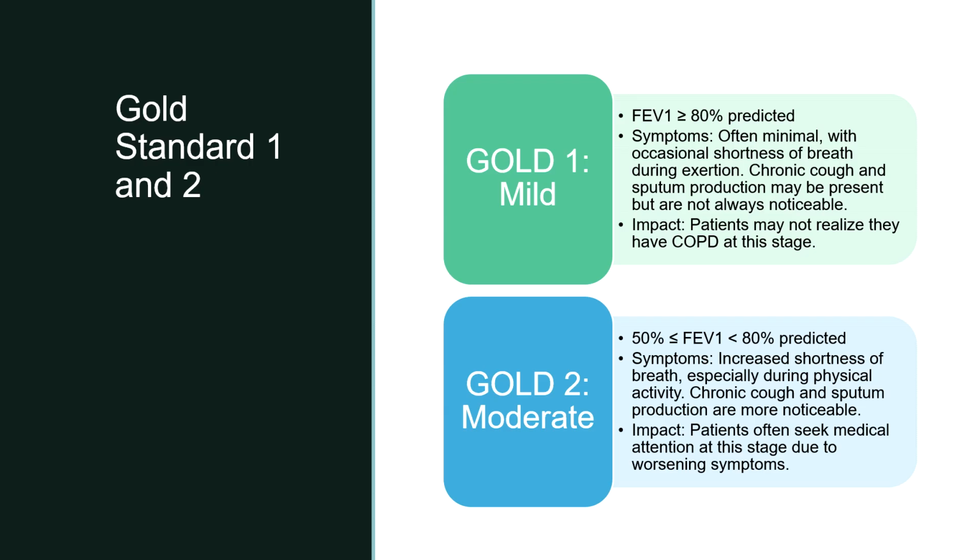GOLD 2 has a spirometry test that is less than 50% of the FEV1, but it's also less than 80% of predicted. So if it's less than 50% of the FEV1 and it's less than 80% of predicted, that is a sign of GOLD 2. During this time, you'll have increased shortness of breath. You can get physically exerted. If you do some kind of physical exercise, you're going to get exerted. You will have a cough with sputum production. And at this stage, you're going to really start paying attention to your symptoms. You're going to realize that you are not doing well and you need to be managed a little bit more effectively.